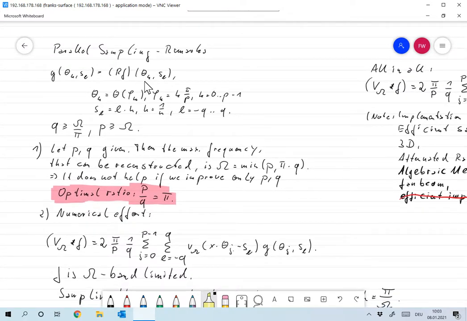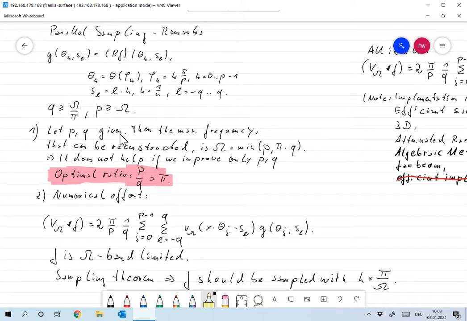We'll restrict ourselves to parallel sampling again. So this was the definition of parallel sampling. I'm not going to go into detail about that now. And we proved that in order to have an exact reconstruction algorithm, we need to have that Q is smaller or equal to omega over pi, P larger than omega, where omega is the bandwidth of the function f that we would like to reconstruct.